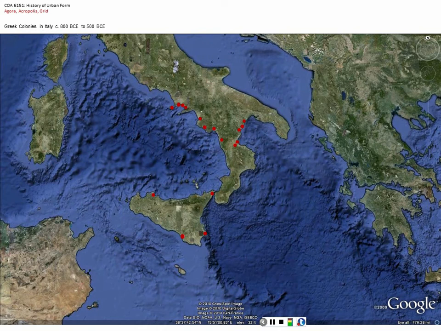We know about Alexander in the east and his generals, Ptolemy and Seleucid and so forth. But in the west, these were individual colonies that were established by these individual city-states that became autonomous. They were not subject to the rule of the parent colony. They were autonomous. They kept to the shoreline.